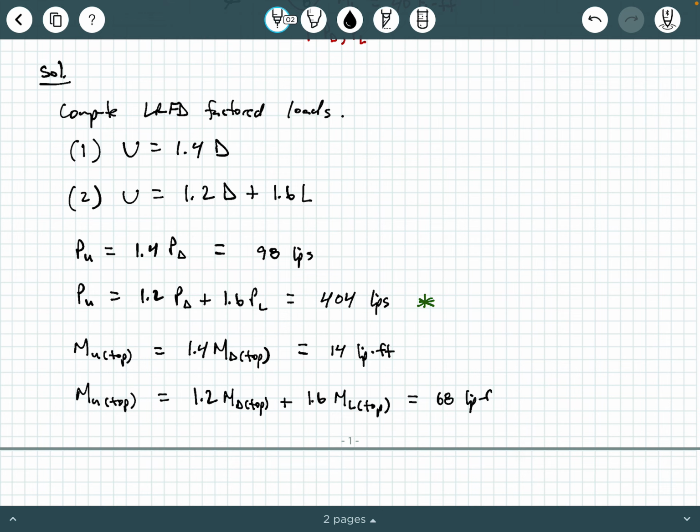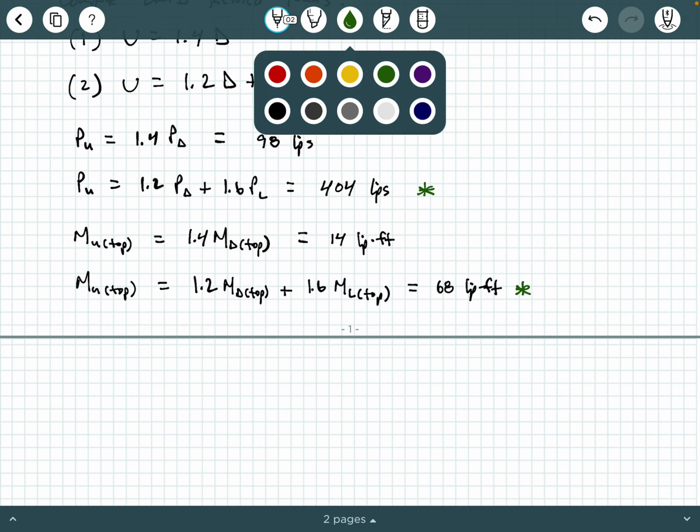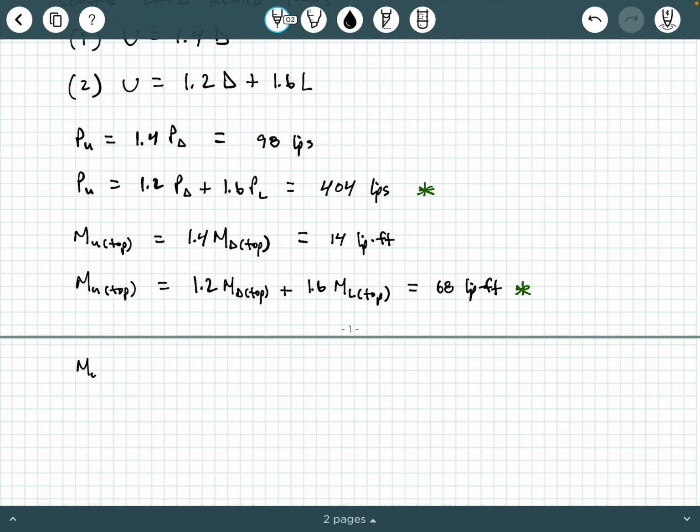68 kip feet, and that is going to be the governing moment at the top. And then similarly, we need to get the factored moments at the bottom. So MU, we'll call this bot, is 1.4 M dead bot. And then we'll check the second load combination, MU bot is 1.2 M dead bot plus 1.6 M live bot. And let's see what those come out to be.